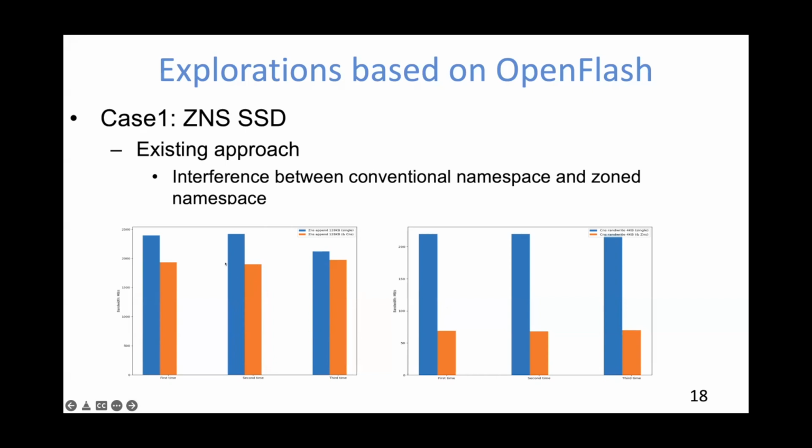As for serving large granularity sequential writes, the conventional namespace behaves a little worse than the zone namespace, but the gap is relatively small. However, the right figure shows the performance result when sending 4 kilobyte random writes to both namespaces. At this time, as you can see in the figure, the performance of the conventional namespace decreases a lot. The gap between the blue one and the red one is large. So this means even if we use a conventional namespace in ZNS SSD, we still face the challenge of traffic interference between the two namespaces.